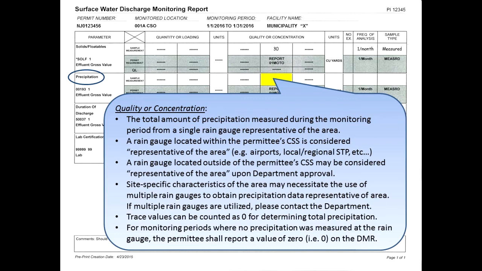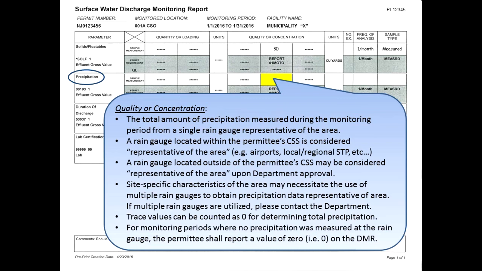For the purposes of DMR reporting, a rain gauge located within the permittee's combined sewer system would be considered representative of the area. Examples of acceptable places within the combined sewer system where a rain gauge might be located are at nearby weather stations, such as ones found at an airport, or at the local or regional sewage treatment plant. A rain gauge located outside of the permittee's combined sewer system may be considered representative of the area upon department approval.